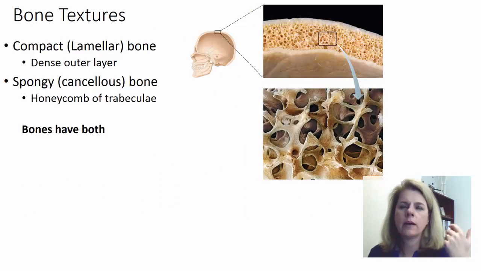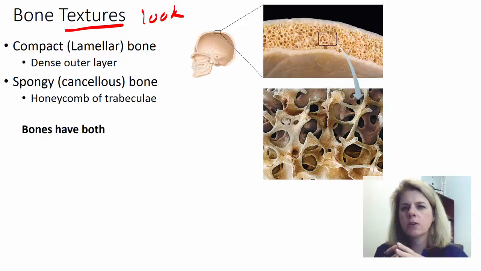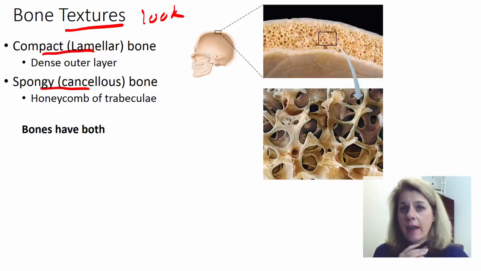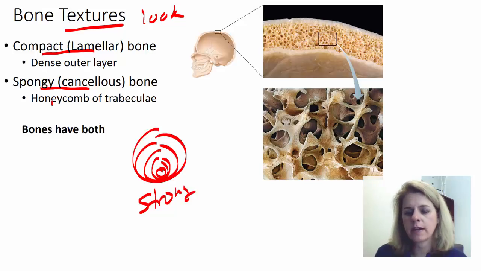We also classify the bone by their texture, or what they look like, or what they're made of. We have compact or lamellar bone, and we have spongy or cancellous bone. If someone has a floor that's laminated, that means it has layers. So compact bone is layered. You're going to see it looks almost like tree rings, layers of bone, and compact bone is really strong. Then you have spongy bone, which looks like a honeycomb.